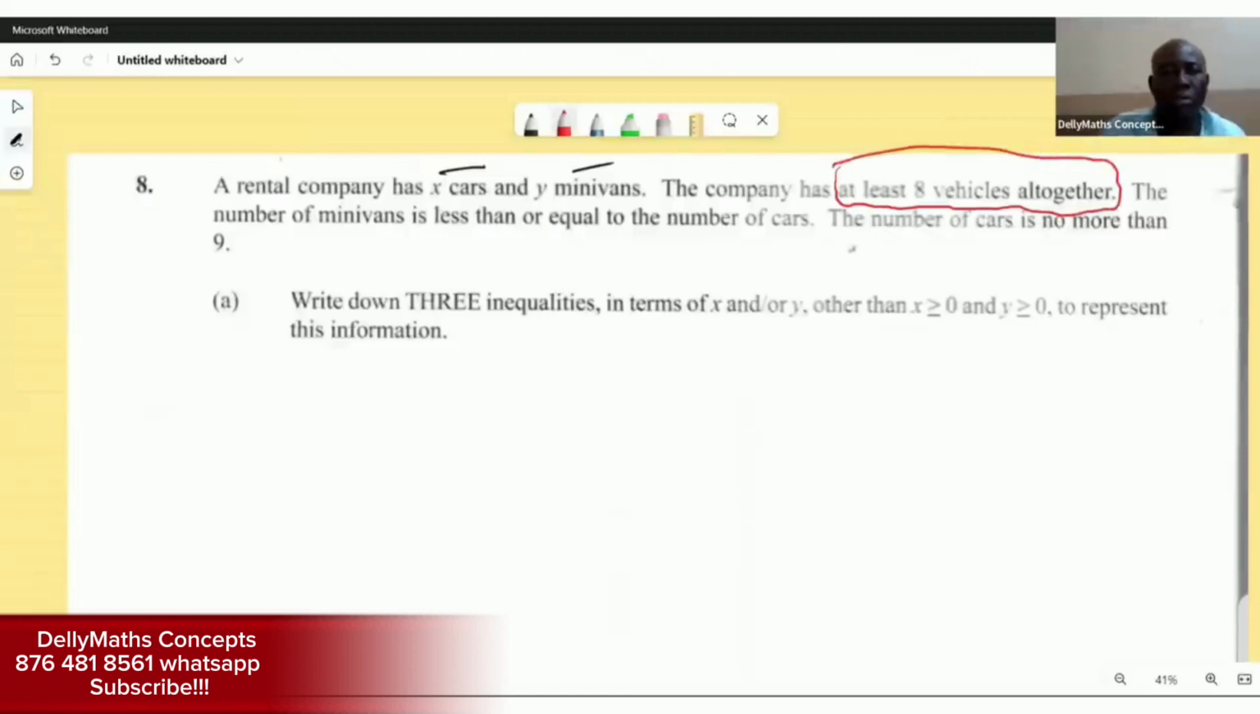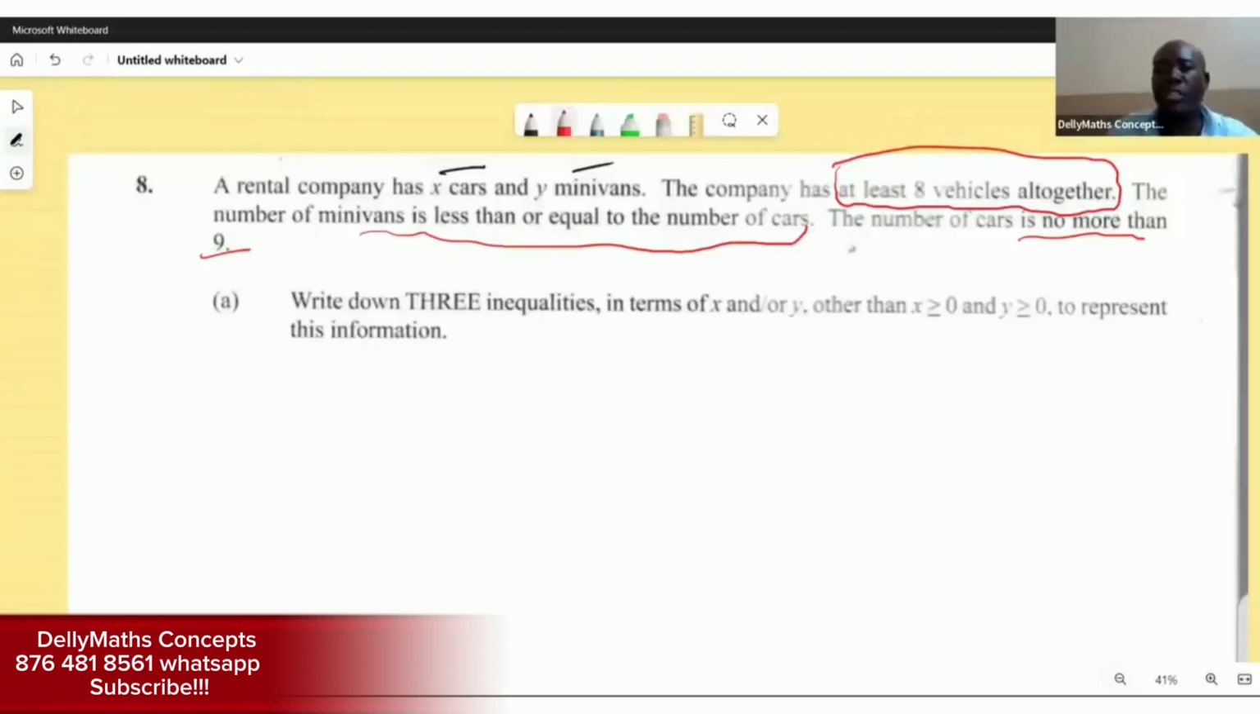It says the number of minivans is less than or equal to the number of cars. And then another situation says the number of cars is no more than 9. The question follows by saying, write down 3 inequalities in terms of X and Y, other than X greater than or equal to 0 or Y greater than or equal to 0, to represent the information.